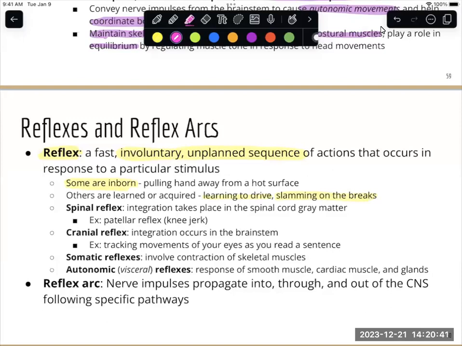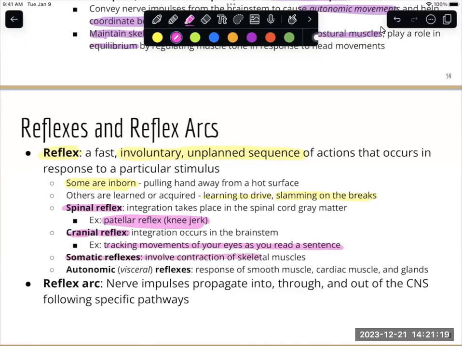So I mentioned the spinal reflex. That is that patellar reflex, that knee jerk. There's also one for biceps, triceps, brachioradialis, finger flexors. There's hamstrings, there's Achilles. There's several of these different spinal reflexes. We have cranial reflexes, like cracking something when you read. That is a cranial reflex.